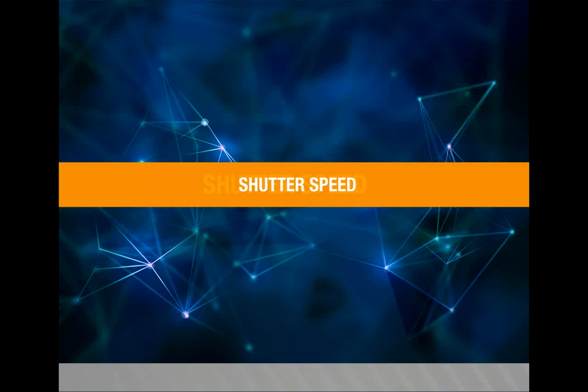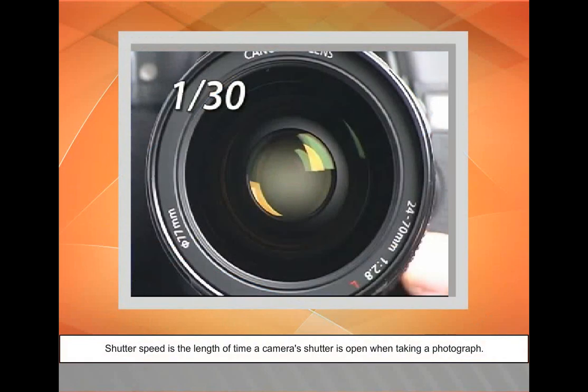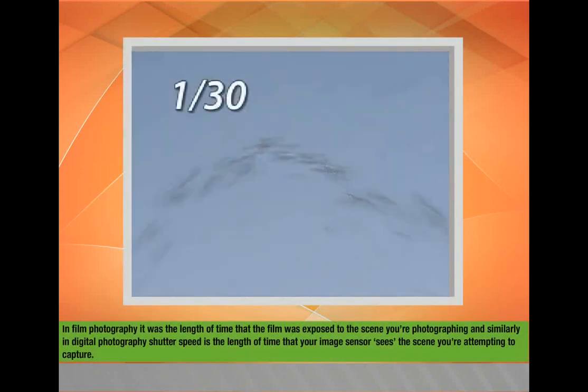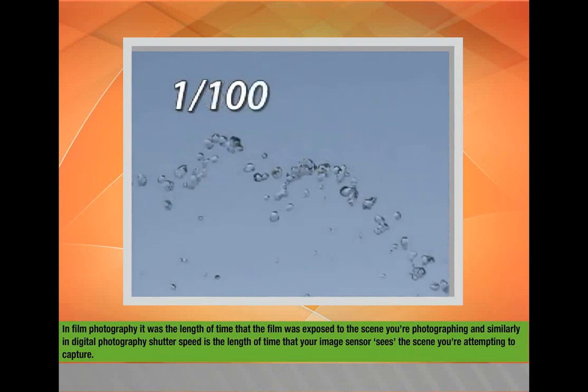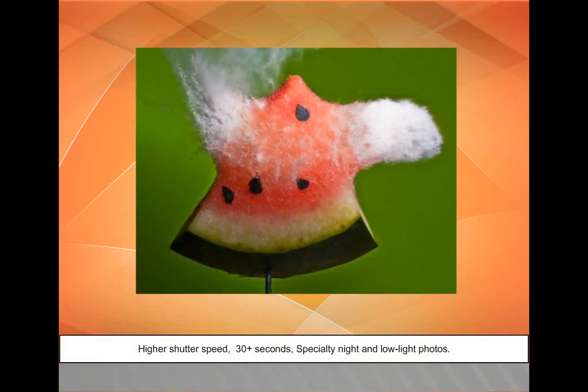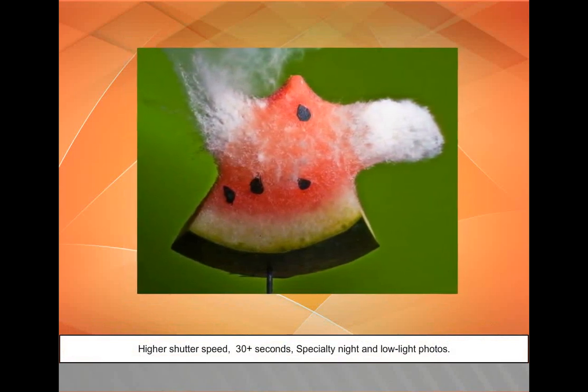Shutter speed. In this video, we are going to see about shutter speed. Shutter speed is the length of time a camera shutter is open when taking a photograph. In film photography, it was the length of time that the film was exposed to the scene you are photographing, and similarly in digital photography, shutter speed is the length of time that your image sensor sees the scene you are attempting to capture. Slower shutter speed, 30+ seconds: specialty night and low light photos.